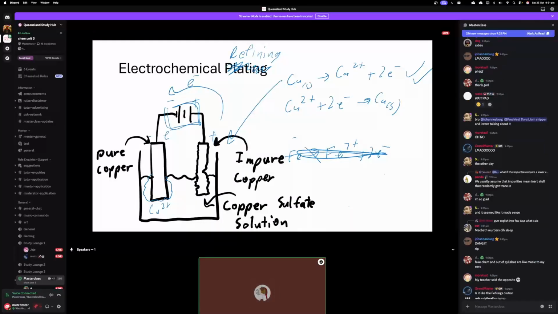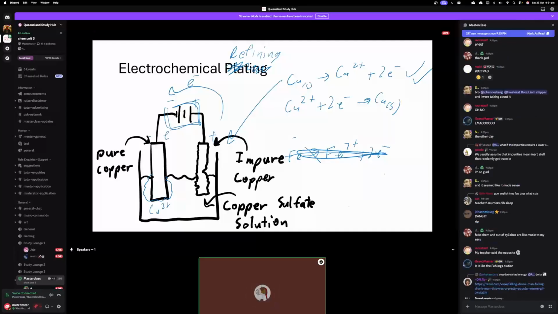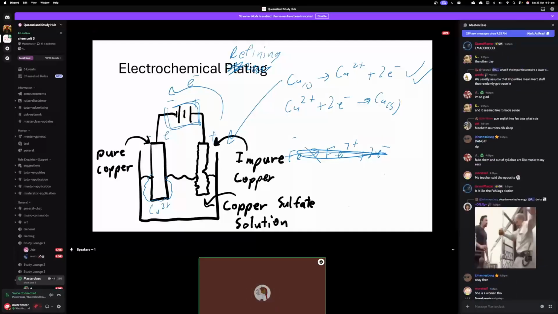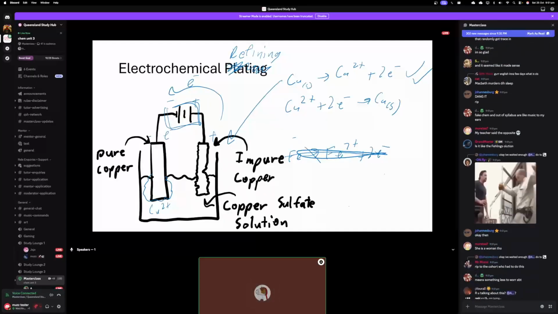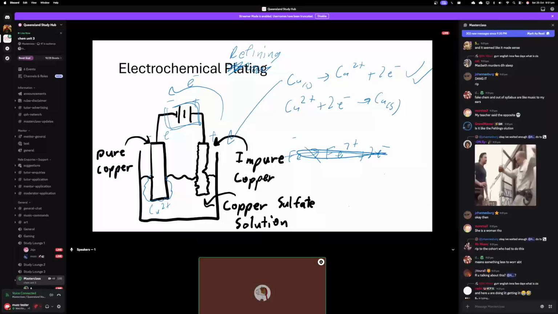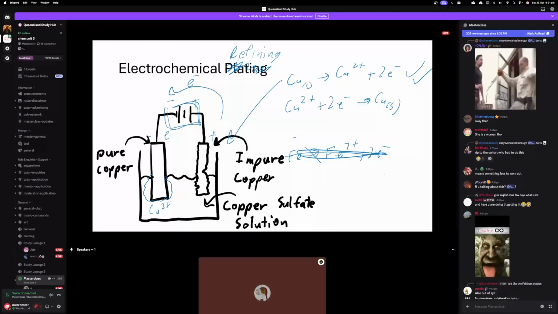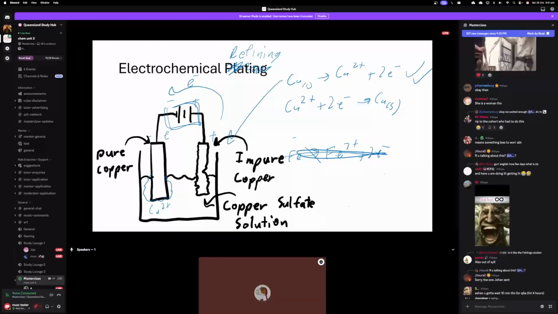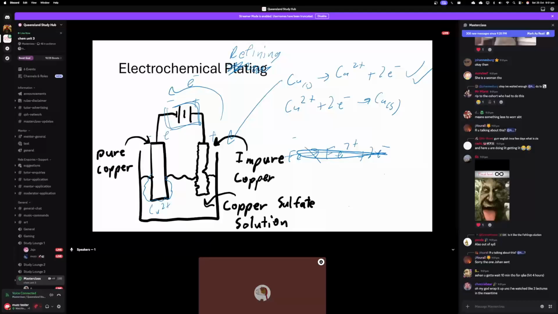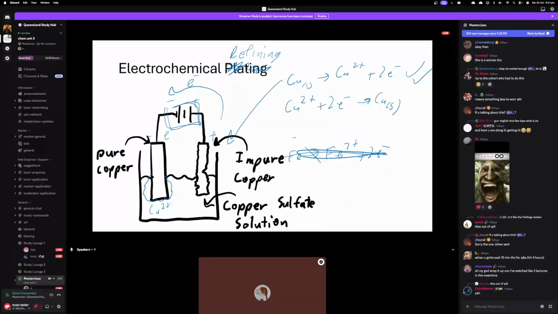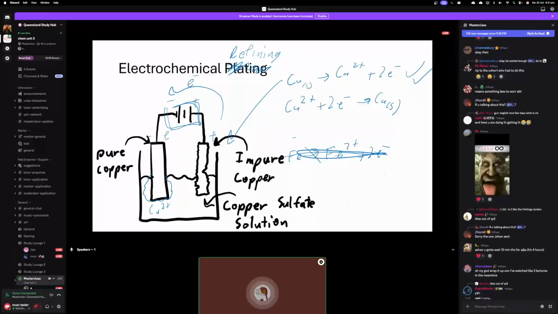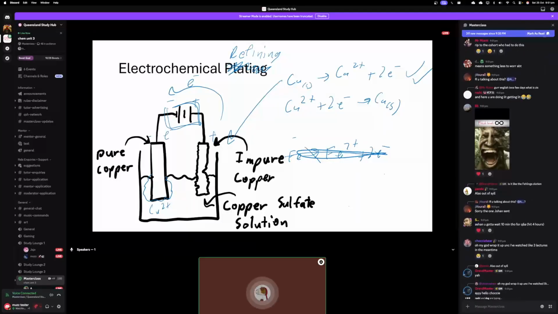I missed some questions further up. Let me try and get back to those. What if the impurities require a lower voltage to oxidize? That's a great question. Let me find an example. Actually, finding an example is going to be very tricky. And then I got another question about lithium straight after.